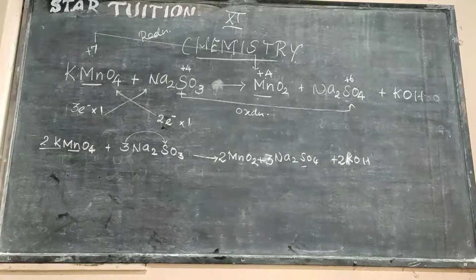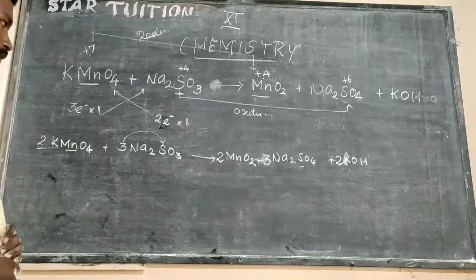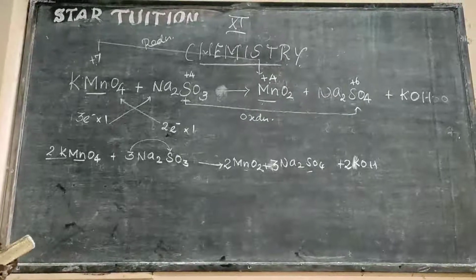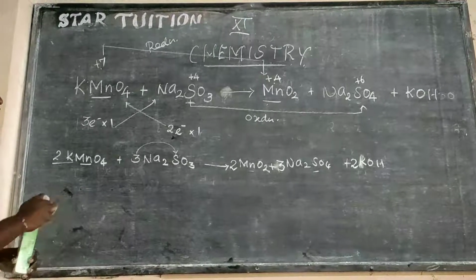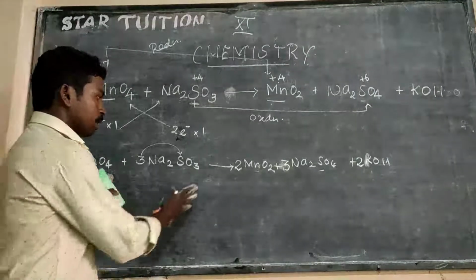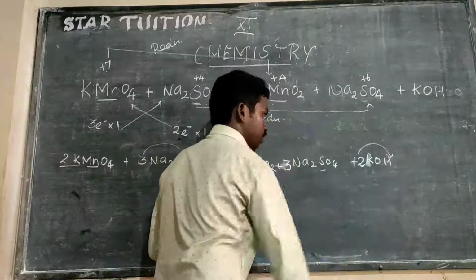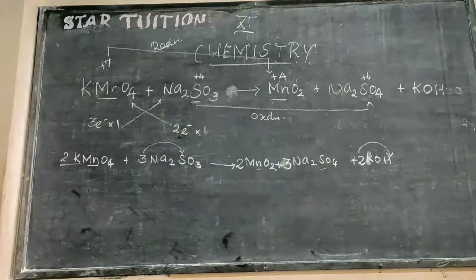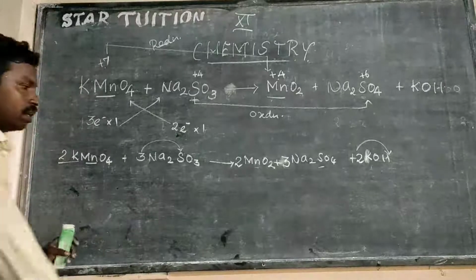Then step 5 is balancing hydrogen and oxygen. First hydrogen, then oxygen. Step number 5, we have to balance the number of hydrogens and oxygens. First we balance hydrogen, after that we can balance the oxygen atoms. But you may have a doubt: in the reactant side there is no hydrogen, but in the product side there are 2 hydrogens. In this kind of case, in the reactant side we have to add a water molecule. Right? Now keep 2 hydrogens.